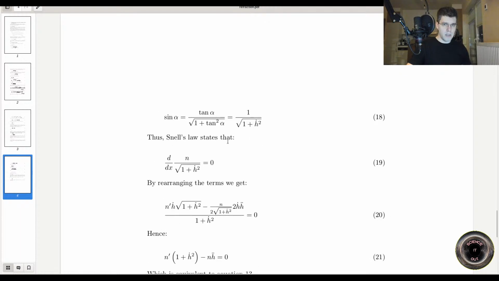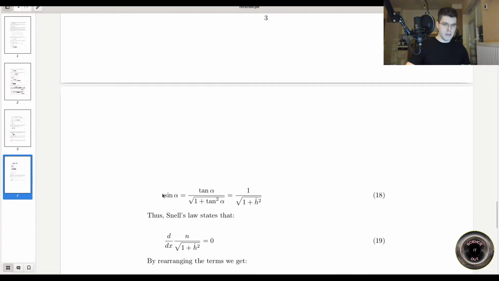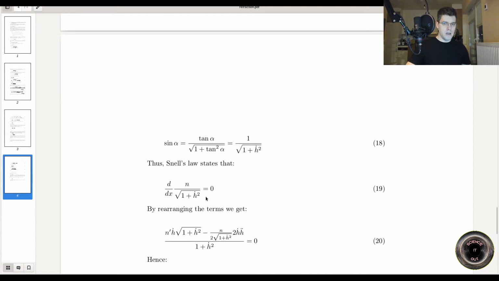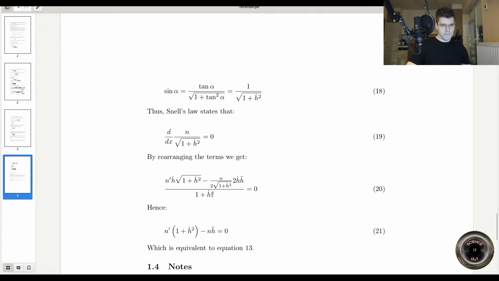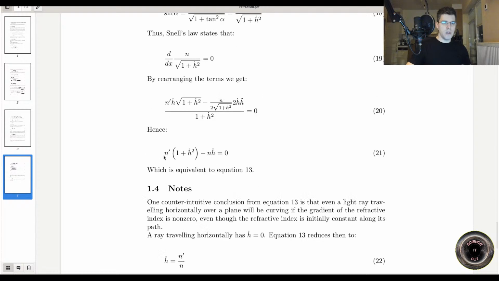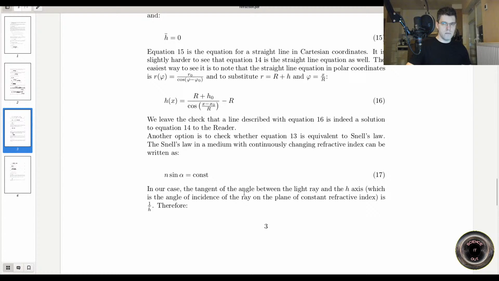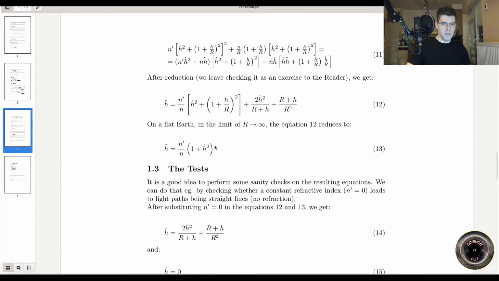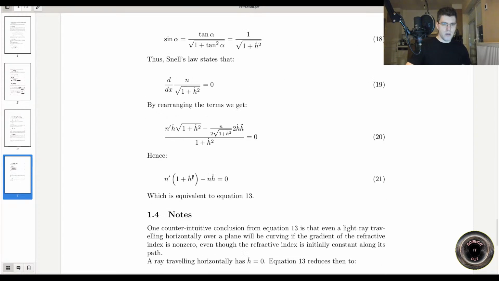And then with Snell's law, n times sine of alpha is constant, so the derivative of it is 0. Now we can just calculate the derivative, rearrange the terms, and we get the exact equation that we got for flat Earth from Fermat's principle. It might not be immediately obvious, but if we move this n h dot squared to the other side and divide both sides by n, we will get exactly the same equation.